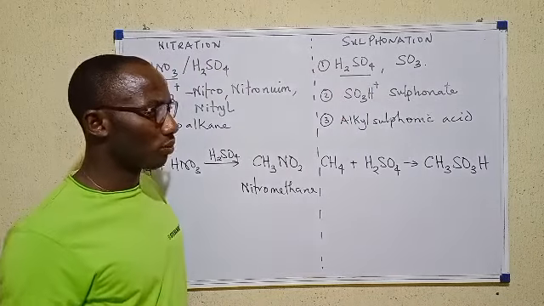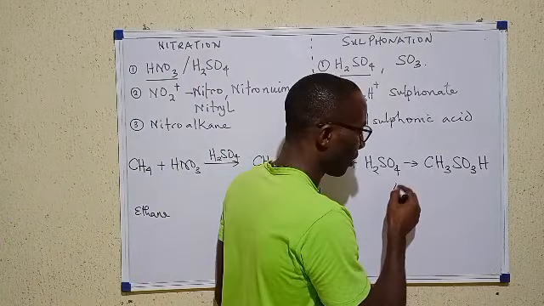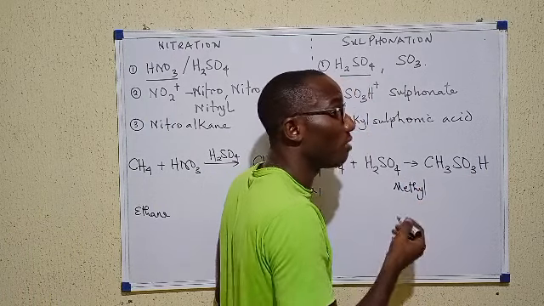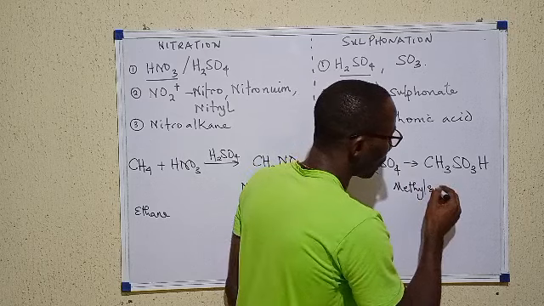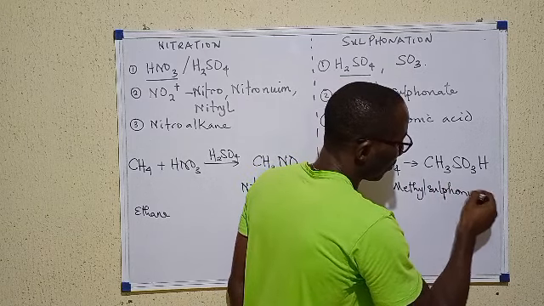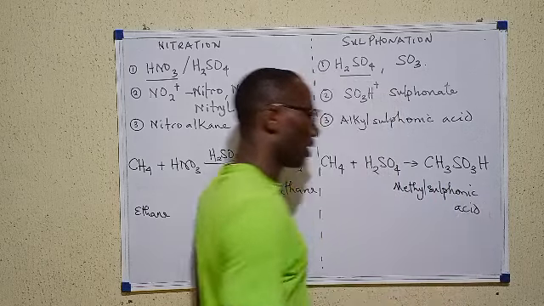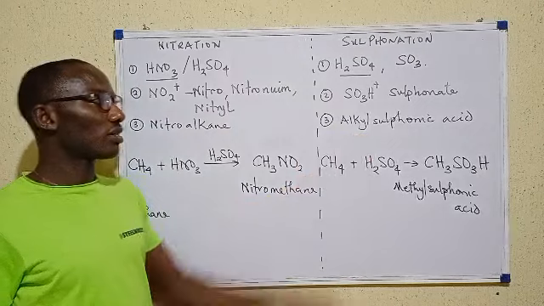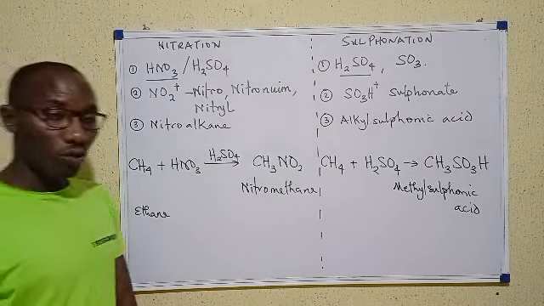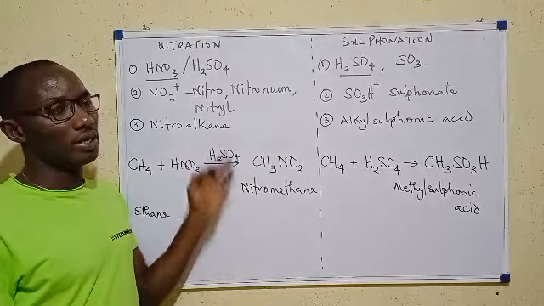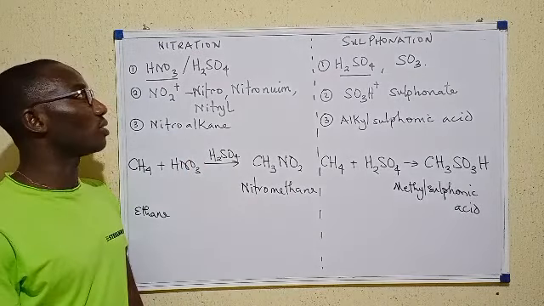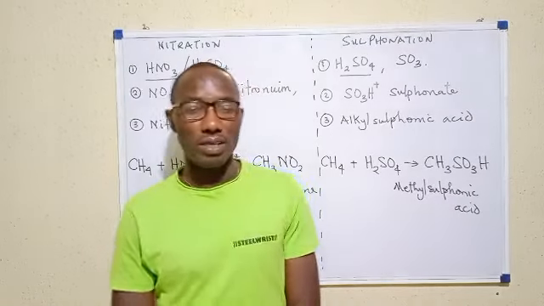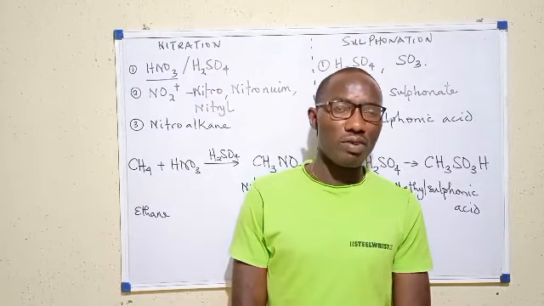And how would we name that product? We'll call that product not alkyl anymore, so it becomes methyl or even methane sulfonic acid. So it's sometimes called methyl sulfonic acid. So alkyl sulfonic acids are produced from alkanes by sulfonation, whereas nitroalkanes are the products we get when alkanes undergo nitration. There are a few other reactions that alkanes undergo, but they're not very important.